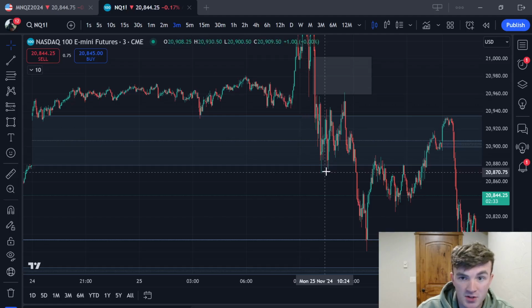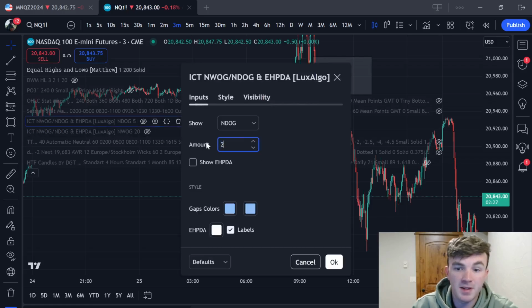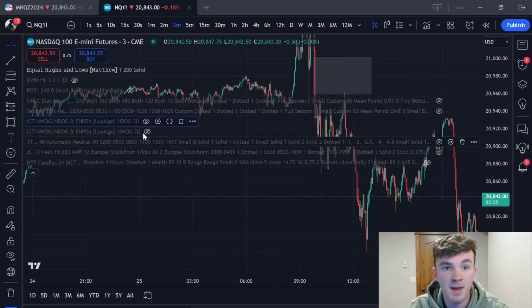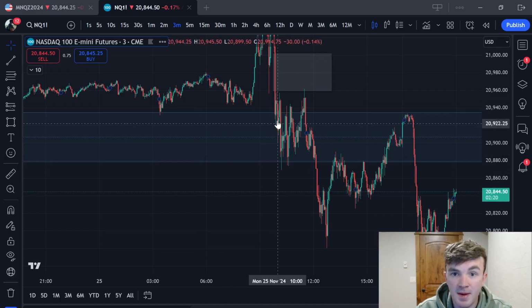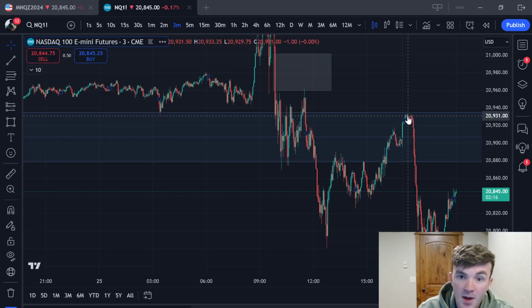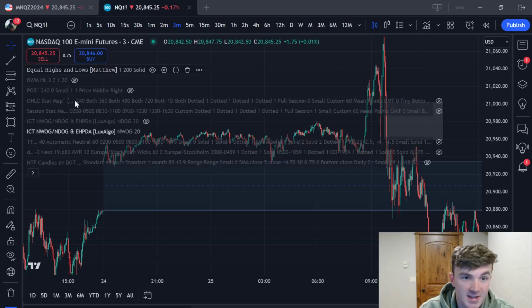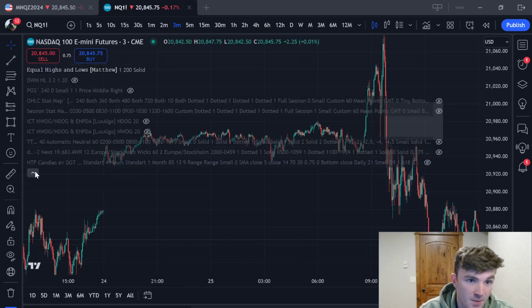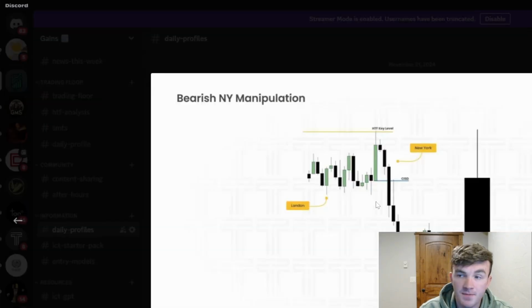But yeah, you can see the market drew down into here, and if I turn on the new week opening gaps, I'll put this back on 20 just for now. And then if I put the new week opening gaps, same thing. This is a new week opening gap. We go to fill that, and then we push back up and fill it again before continuing lower. So it's really fascinating. And so we got an amazing AMD day.